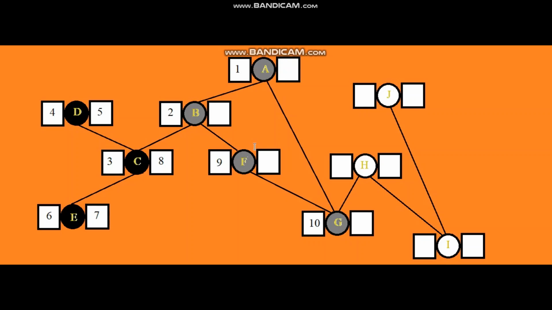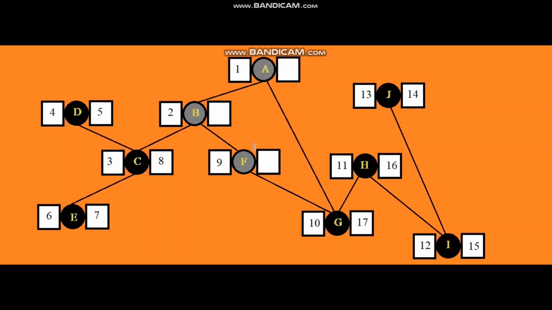Then we will try to go as deep as possible, G to H, H to I, I to J. After providing the starting time of J, we will notice that we cannot go any deeper. So J is completely explored and it will be colored black, and a finishing time of 14 will be provided. From there we will start backtracking. I is completely visited, so I will be black, and a finishing time of 15 will be provided. Then we will backtrack to H accordingly, and G.